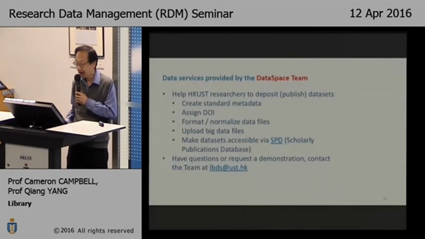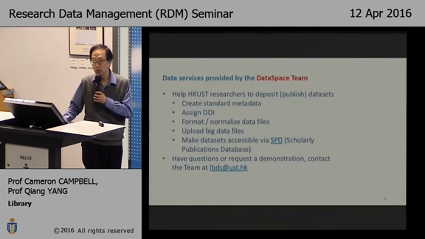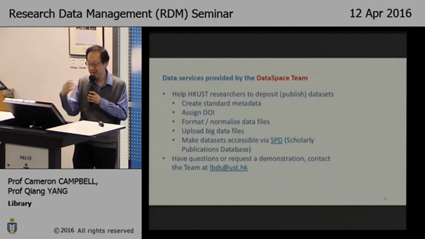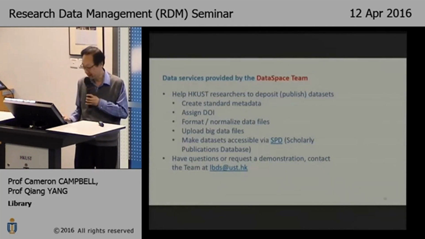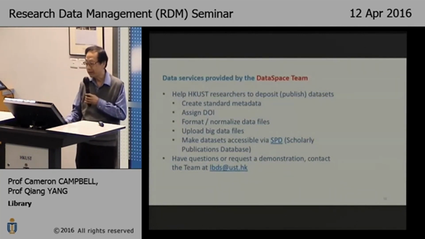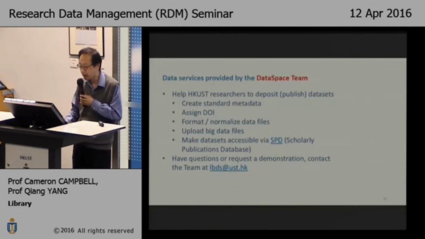Okay. We have a DataSpace team that helps you through the process. Create the standard metadata, assign the DOI, help you in formatting the data, and also normalize the data files. If you have lots of data, just give us a USB or a hard disk. We can help you to deposit into DataSpace and so on and so forth. Okay, so this is the email address that you can send us if you need any help on it.